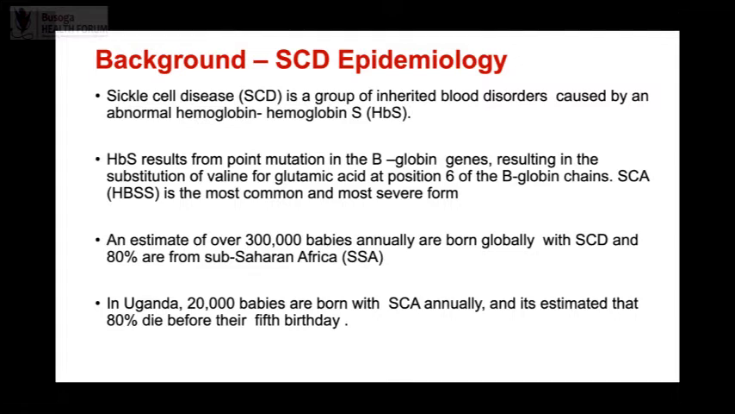In Uganda alone, it is estimated that 20,000 children are born with sickle cell disease, and about 80% die before their 5th birthday. This data has changed a bit. I think we're down to 50%, but that is still a lot. So from this data, we think we have about 125 to 150 people with sickle cell disease in this country.